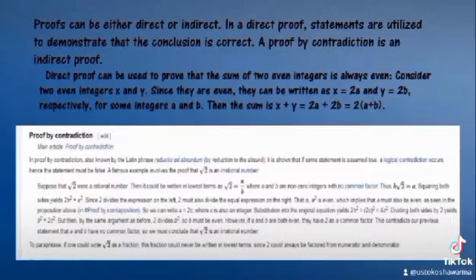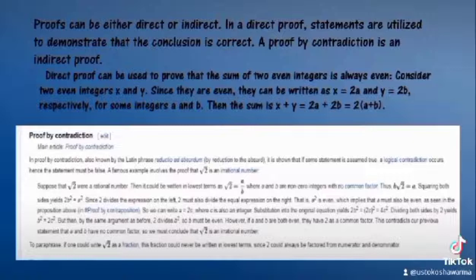A famous example of a proof by contradiction is that the square root of 2 is an irrational number. Suppose that the square root of 2 is a rational number. Then it could be written in lowest terms as square root of 2 is equal to a over b, where a and b are non-zero integers with no common factor. Thus, b square root of 2 is equal to a. Squaring both sides yields 2b squared equals a squared.